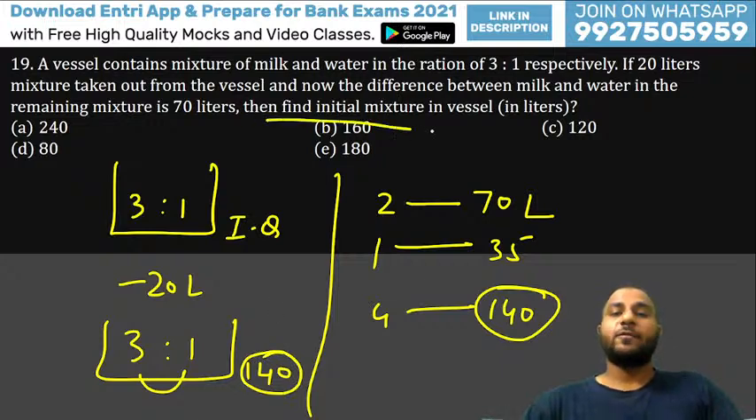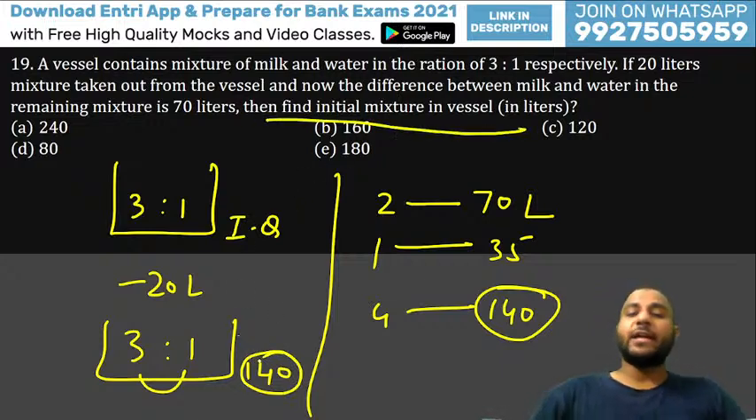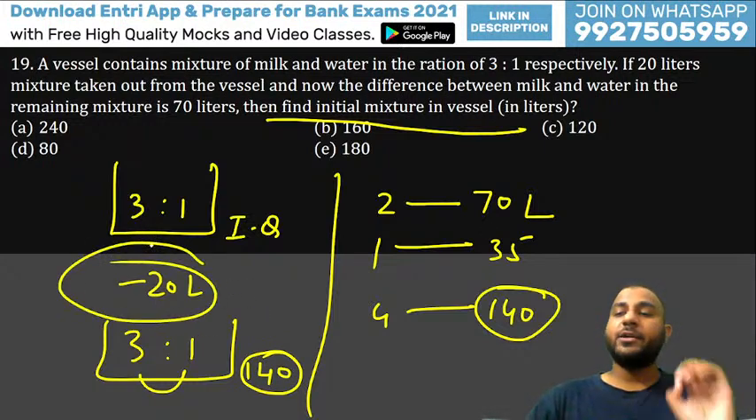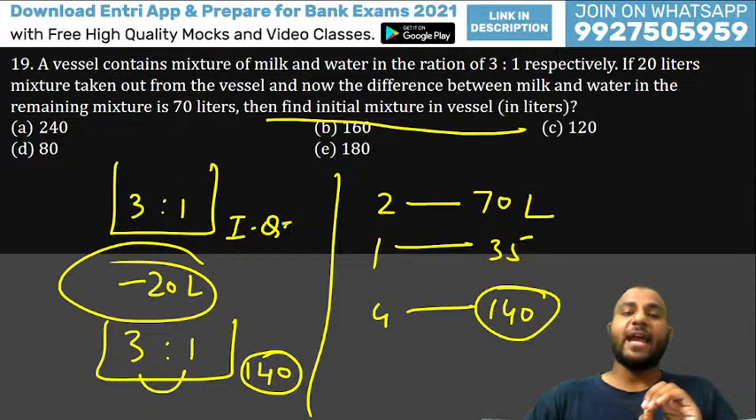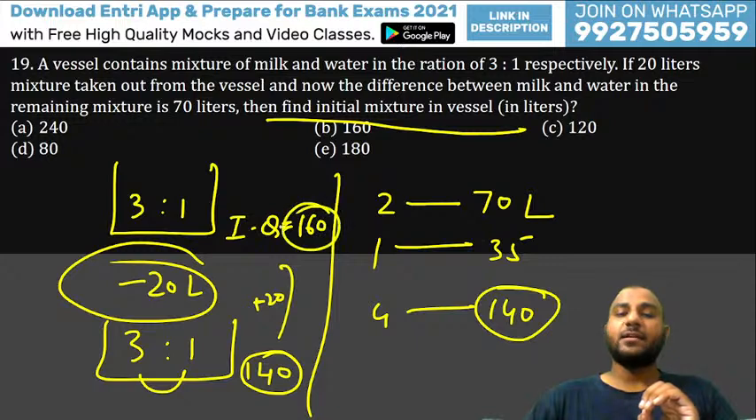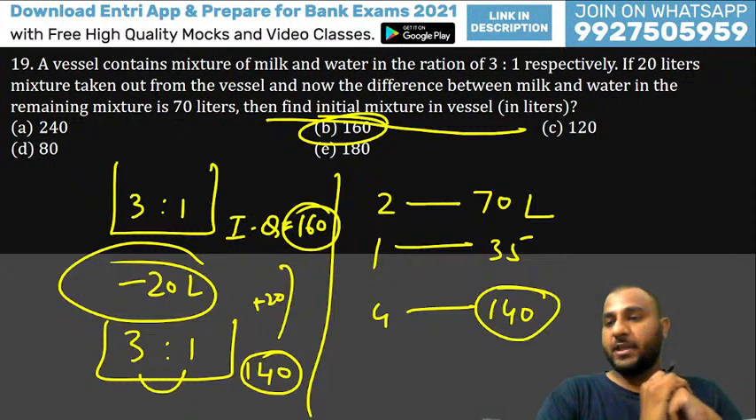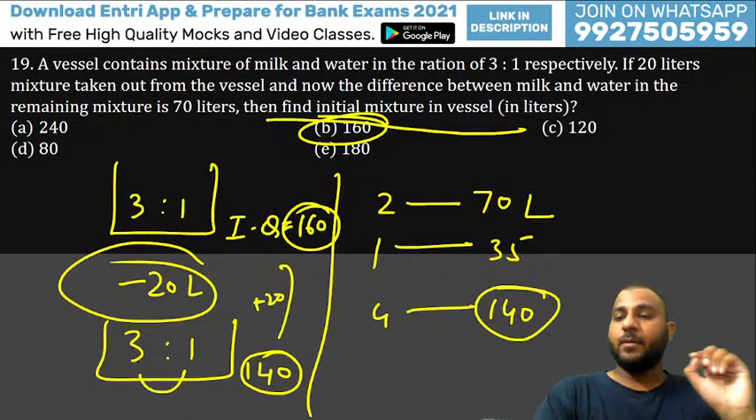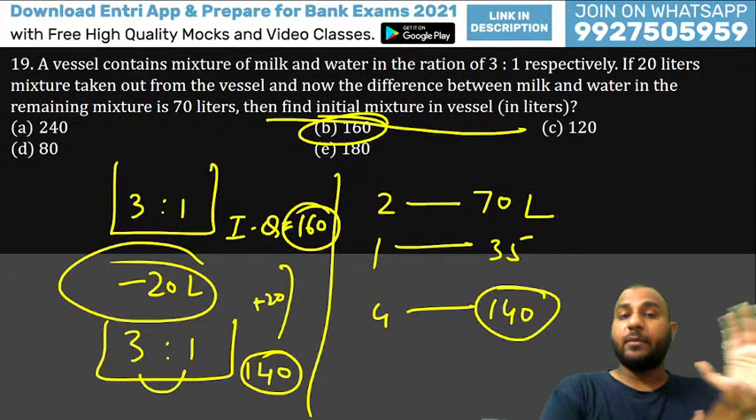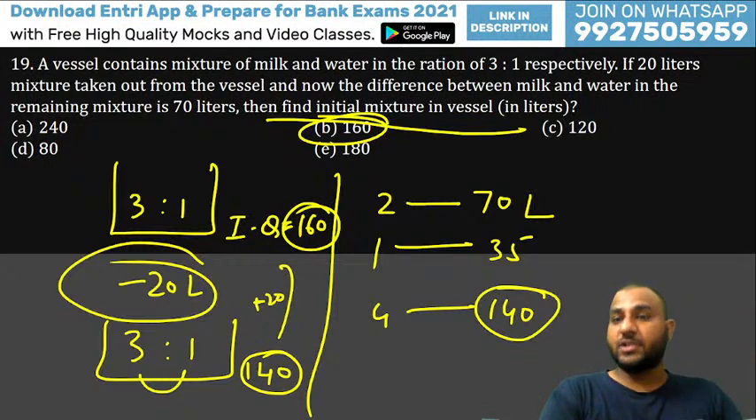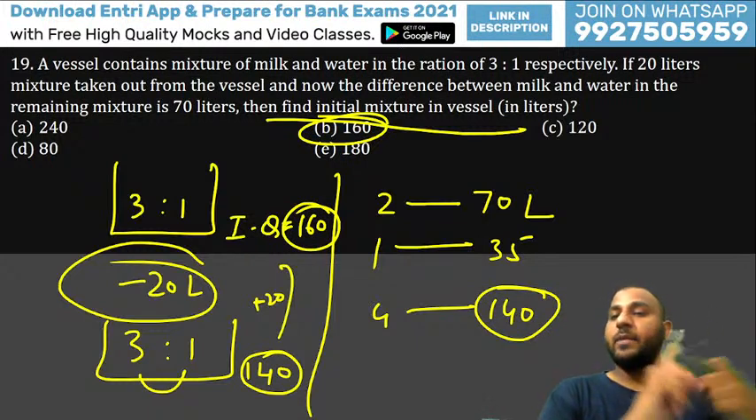They are asking to find the initial mixture. As you all know, if you have been left with 140 liters of mixture, you had already taken out 20 liters. So just add that 20 liters and you will get the exact value of the initial mixture in the vessel, which is option B. Remember one thing, the ratio will remain intact if you take out the mixture. Unless you take out any particular quantity, the ratio will remain intact.